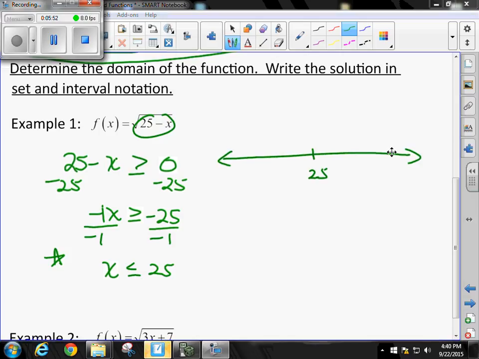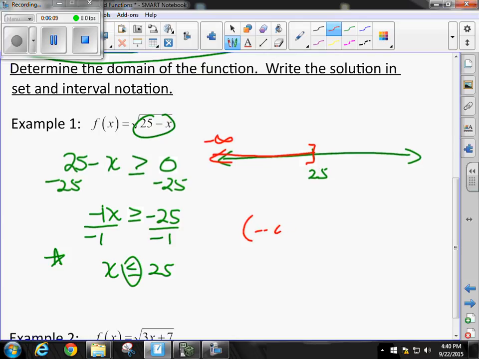I have 25, less than or equal to is going to go to the left. It's going to have a bracket because of the equal mark, and it's going to the left all the way back to negative infinity. So the interval from left to right will be negative infinity to 25 bracket. Final answer there.